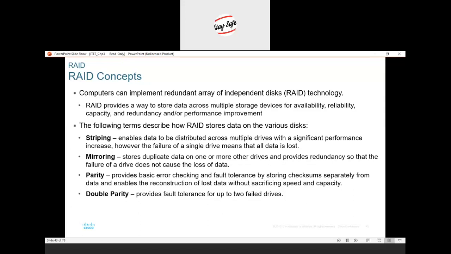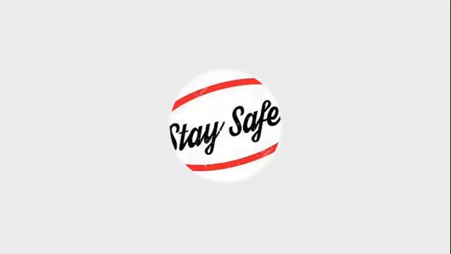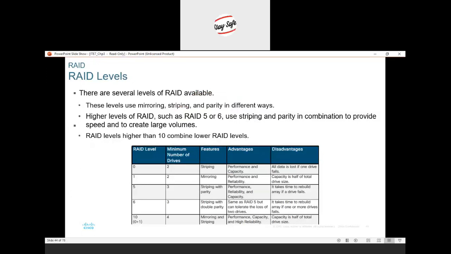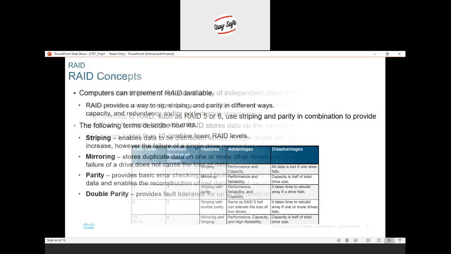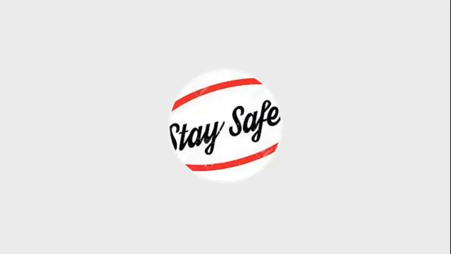We have RAID 1, RAID 2, we have 0 in that category. And you have to implement based on the ability of the server itself. Some of them will come, they'll tell you we can implement RAID 5, RAID 4, RAID 3, RAID 0, 1, 5, and 6, 10. So you can see we have it in this category. There are several levels of RAID available. These levels use mirroring, striping. So they must have these conditions. They must have striping, mirroring, parity, double parity.